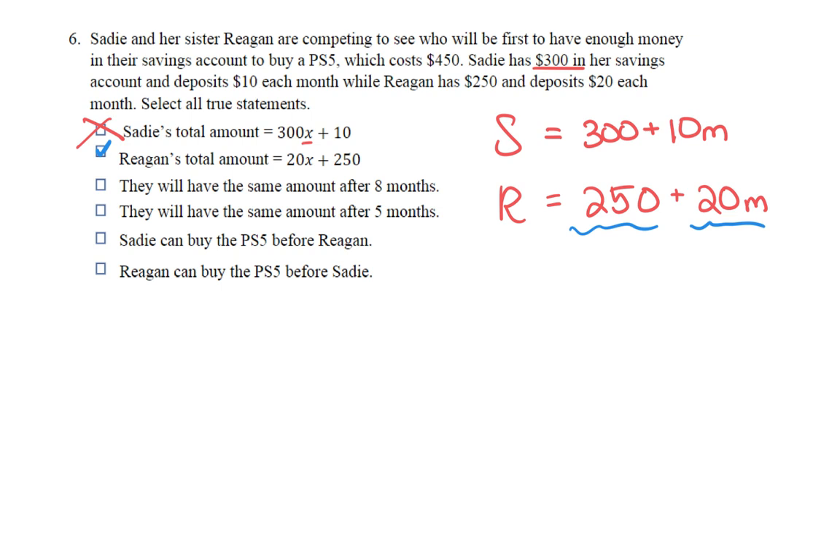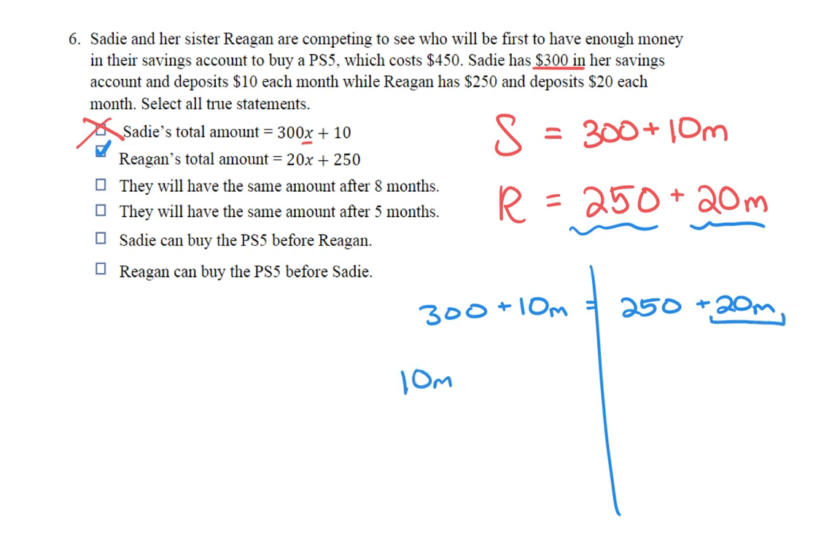All right, this one says they'll have the same amount. For them to have the same amount, that means their two equations would have to be equal. So what I'm going to do is set their two equations equal to each other. You guys did quite a few of these in class. So line down the middle, all my letters on one side. So I already have a 10m over here, and I need to move this 20m to the other side, so it's going to be a minus 20m. All right, and I already have a 250 on the right, so I need to move over this 300, so it's going to be a minus 300.